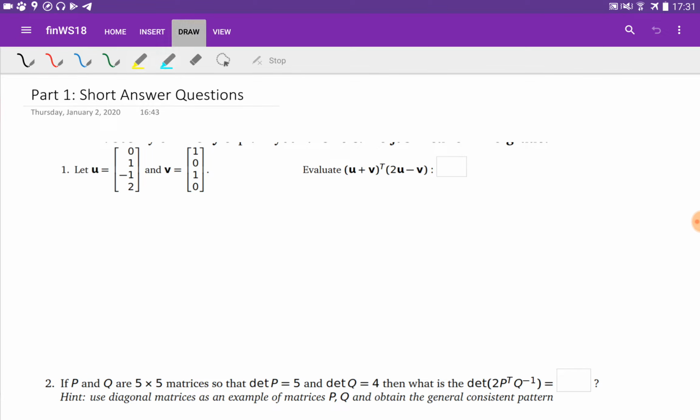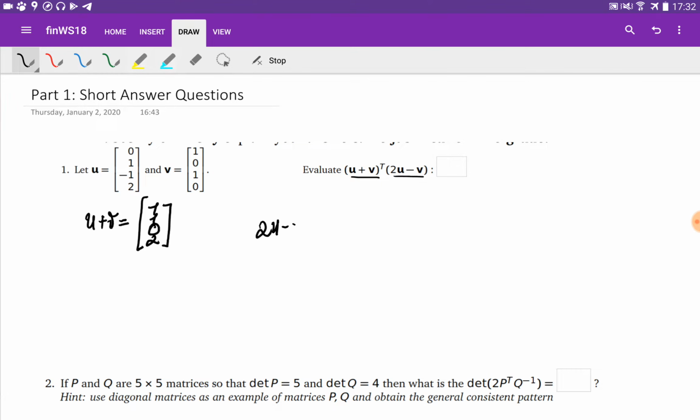So in the first question, we're given the 2 vectors and we need to do the following operation. First of all, we need to create these 2 vectors, u plus v and u minus v. So the u plus v vector is going to be the sum of their corresponding entries. It's going to be 1, 1, 0, and 2.